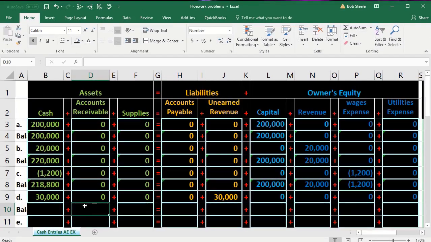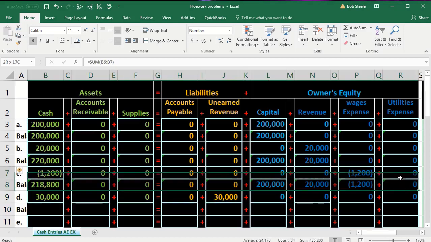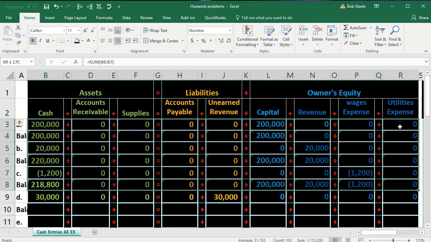Next, we're going to bring down the balances now. So remember, we're talking about this is the previous balance. Everything above that, not worried about at all at this point in time.